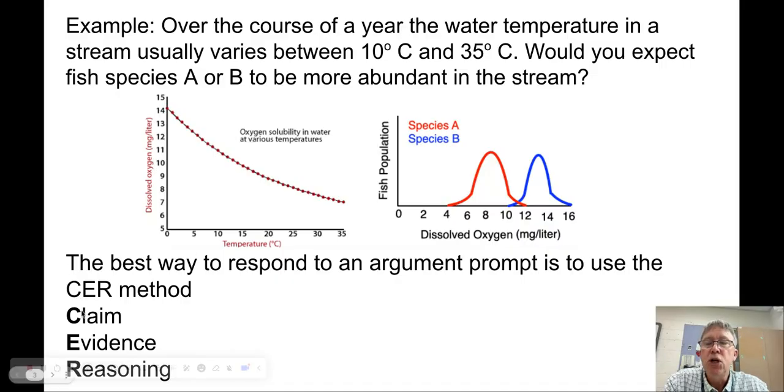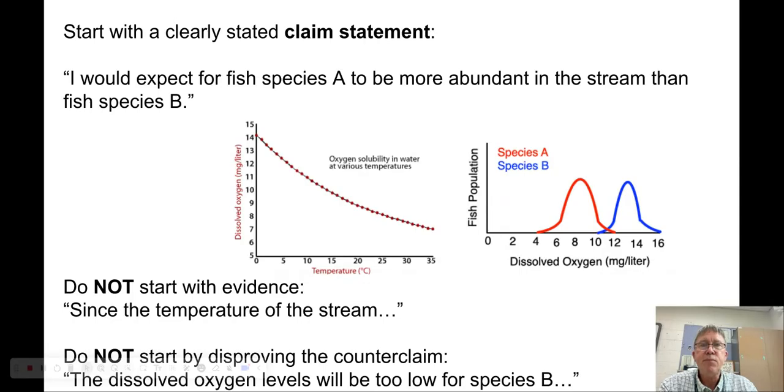So you just want to state your claim, what you think the answer is, provide your evidence, this is the evidence I used to make that claim, and then your reasoning is going to be, well, this is what ties it together. Basically, your reasoning is why this is scientifically relevant. So let's give this a try.